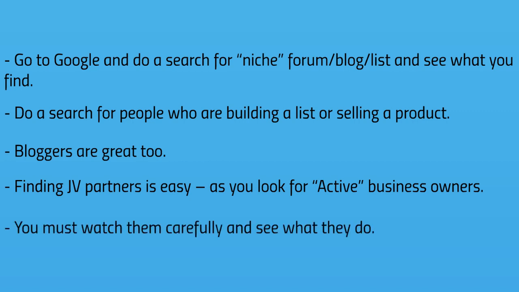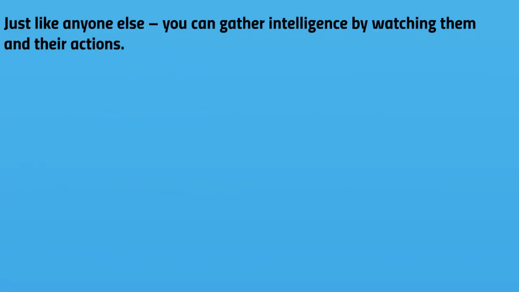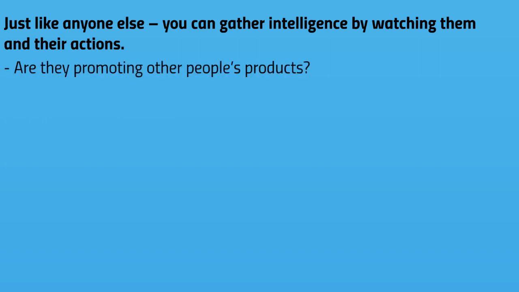Now, once you find this person, you must watch them carefully and see what they do. You want to jot down information about them, kind of do some smart JV partner intelligence by watching them and their actions. I want you to ask some questions. For example, are they promoting other people's products? If they are, then that's great. That means that they would potentially promote your product.